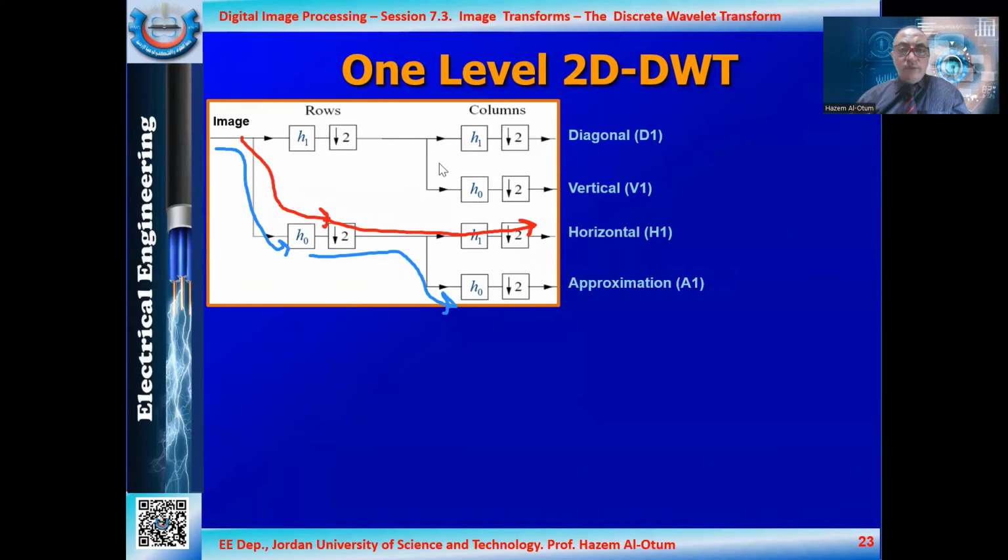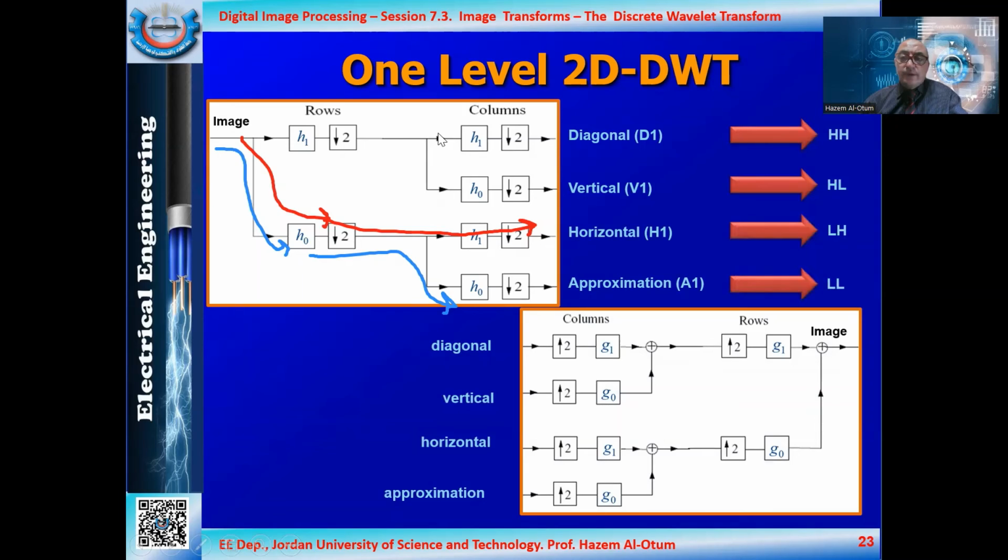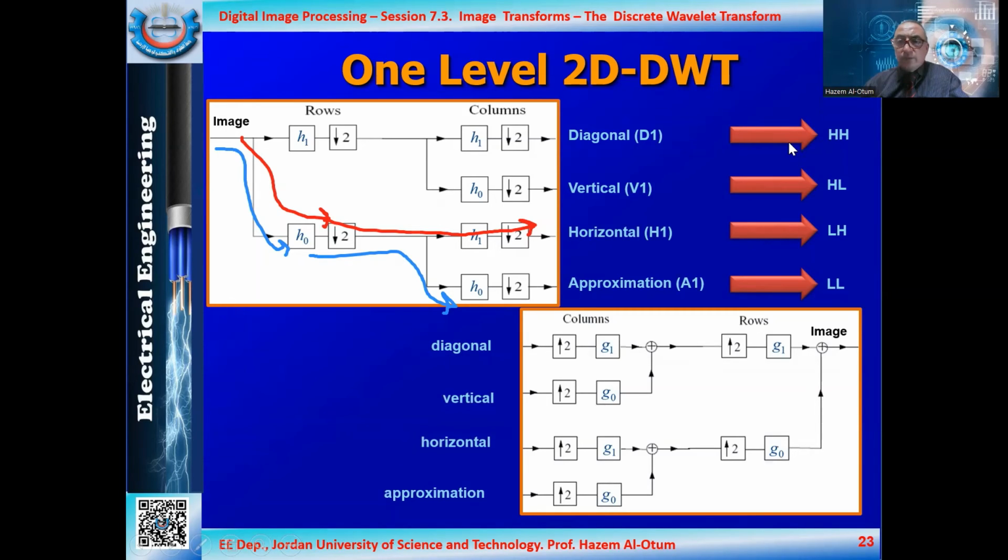So the one level decomposition will give us this. As you see here, we have low, low; low, high; low pass in row direction and high pass in the column direction. And we continue until we finish the 4 subbands. This is for the analysis, and the opposite operation will be for the synthesis to get the original image after transformation.